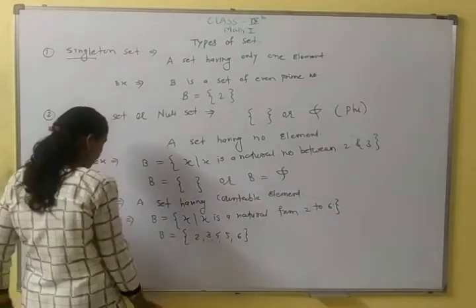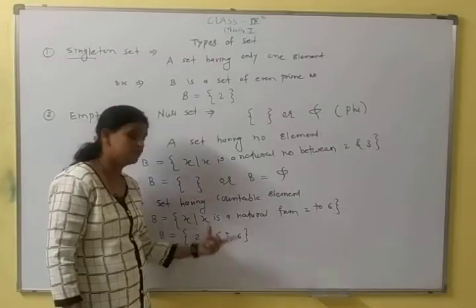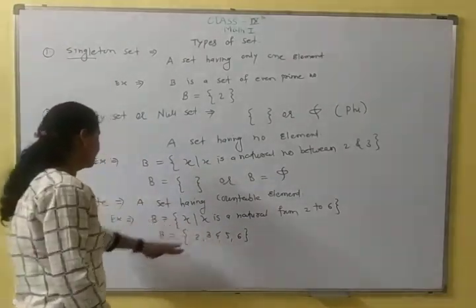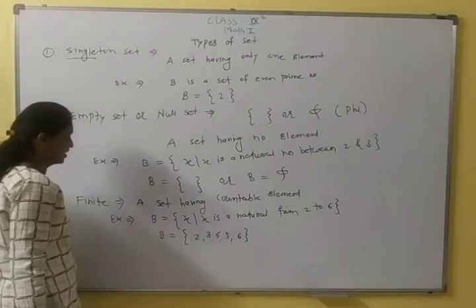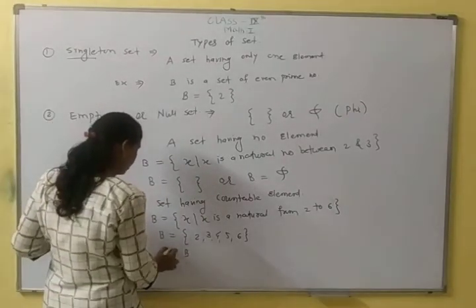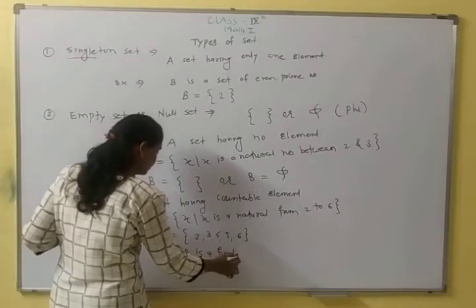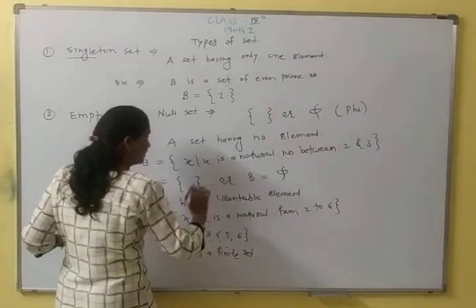So this is countable. 1, 2, 3, 4, 5. The set has 5 elements. It is countable, so it is a finite set. This set is called a finite set. Therefore, B is a finite set.